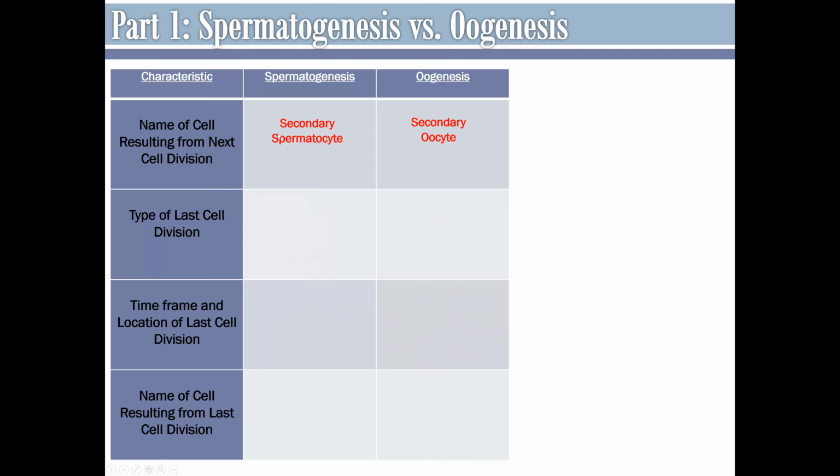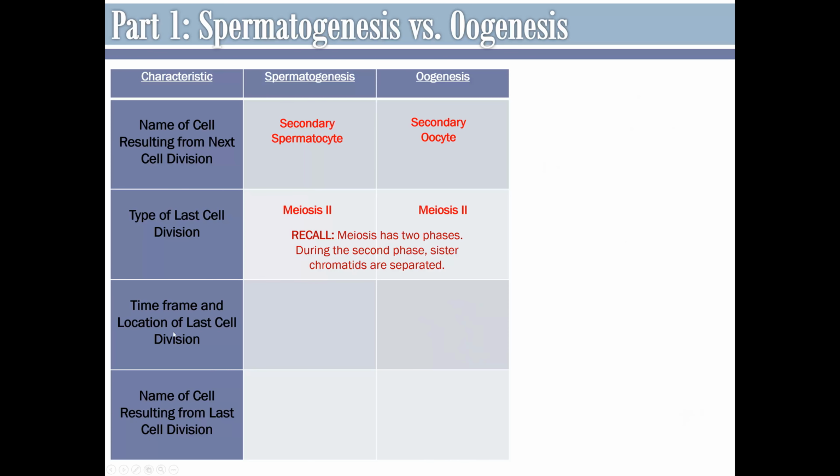So carrying on with our secondary spermatocyte and secondary oocyte. The type of the last cell division in males is going to be meiosis II, and in females is also going to be meiosis II. And again, recall that meiosis has 2 phases, and during the second phase, sister chromatids are separated.